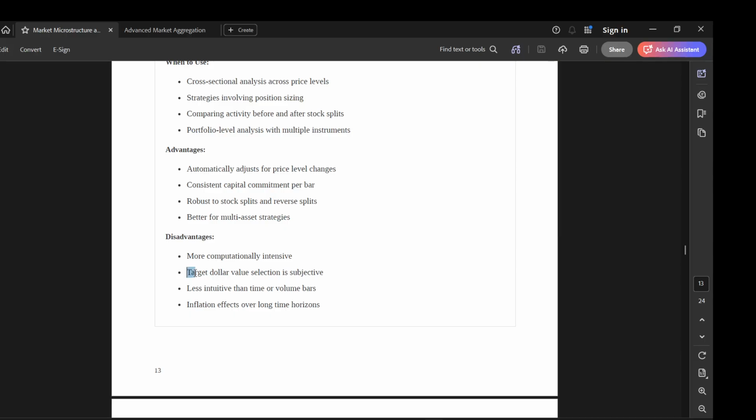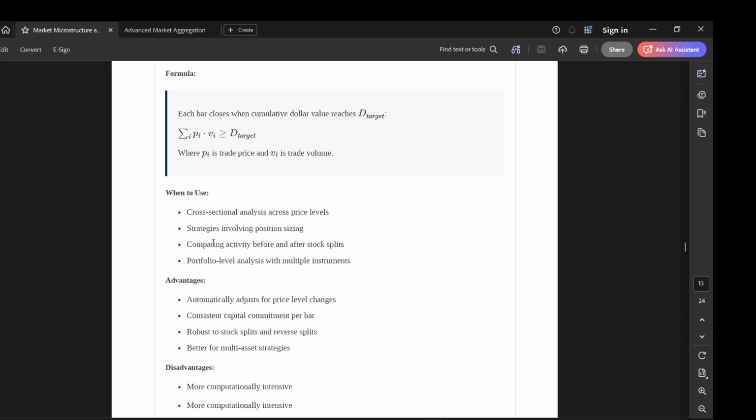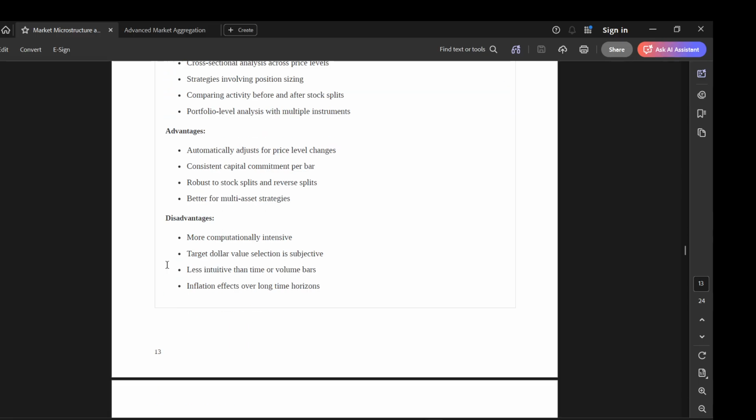Target dollar value selection is subjective. Yes. D sub target, our control variable or independent variable, is subjective, right? You could say that your dollar target is $10,000 of trades, $1 million worth of trades, $1 billion, $1 trillion worth of trades, right? The target itself is subjective. It depends on your strategy. What type of structure are you looking for? Are you looking for huge dollar moves or small dollar moves? It purely depends on who's using this type of aggregation.